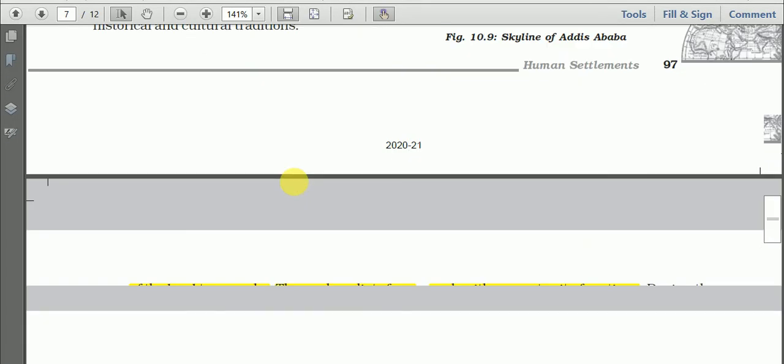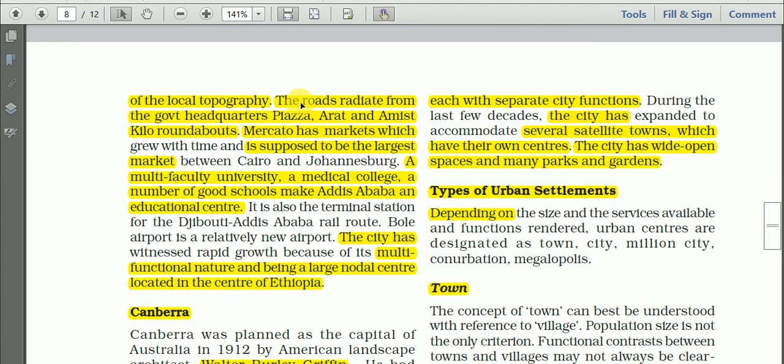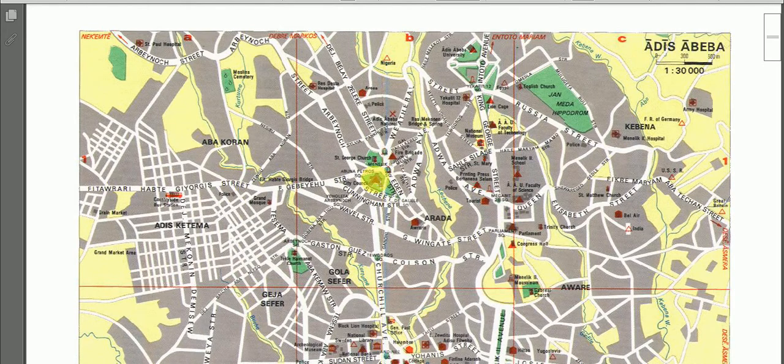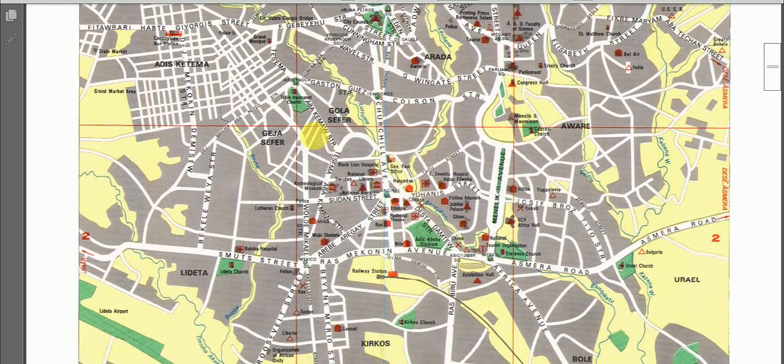So let me proceed. Another important feature: the roads radiate from the government headquarters, Piazza, Arat and Emis Kilo roundabouts. When you see this map, in this area roads are radiating, and in this area also roads are radiating. These are important government headquarters. From here also the roads are radiating.